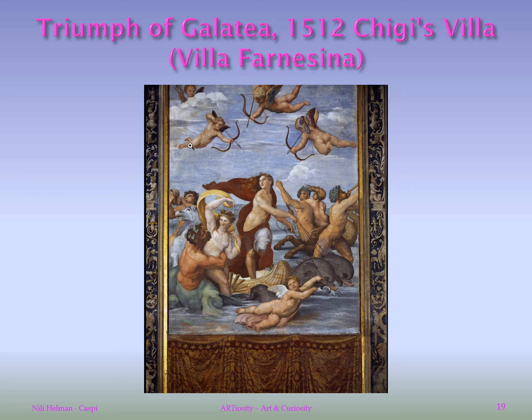Triumph of Galatea, 1512, from Chigi's Villa. Galatea was a character from Greek mythology. She was an immortal sea nymph, and this is about a love story between her and a mortal man. And in this fresco, we see a depiction of Galatea, who transformed her lover into an immortal river spirit so that they could be together for eternity. That is why we see the water depiction and the shells, the seashells, and the composition which is taking place in the water.